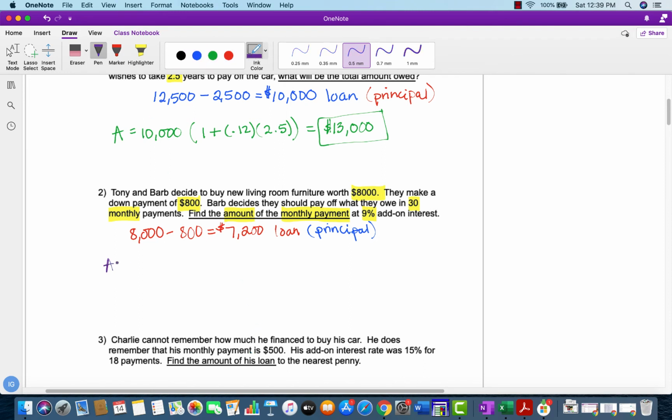So the amount is going to be equal to the principal times 1 plus the interest, which is 9%. Be careful. Remember, you have to change it into a decimal, so you move the decimal twice to the left. So 0.09. And then we don't have the time in years, so we put 30 months over 12. And the calculator should take care of that.